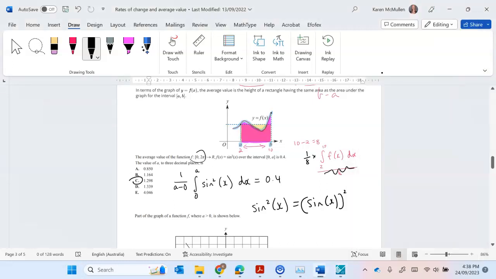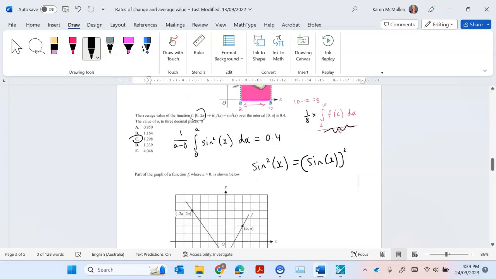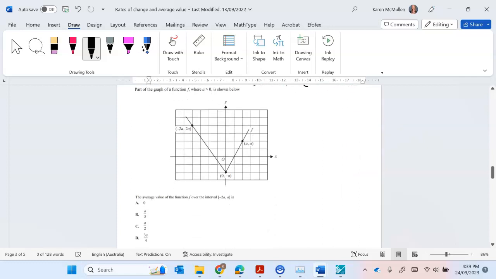All right, pretty easy question. Average value is not difficult. All right, so there's a few other questions for you to do. The next one is a bit tricky because you have to find the equation of the lines before you find the average value. Adds an extra element of difficulty. But yeah, you can have a go and the solutions are there for you. All right, see you guys.